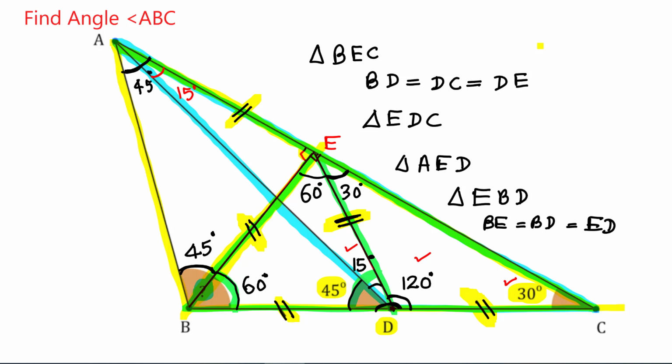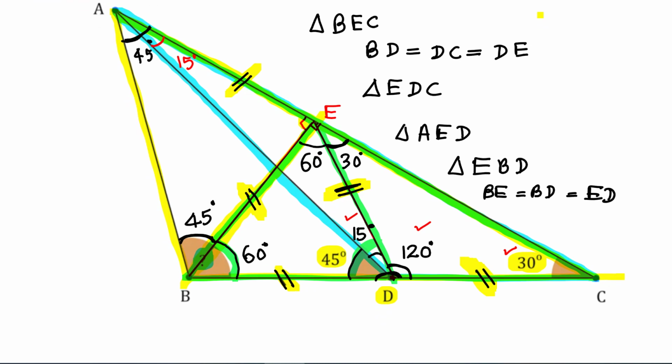So now we can find angle ABC. What will be the angle ABC? 60 plus 45. So angle ABC is basically in this case 105 degrees. So angle ABC is equal to 105 degrees.